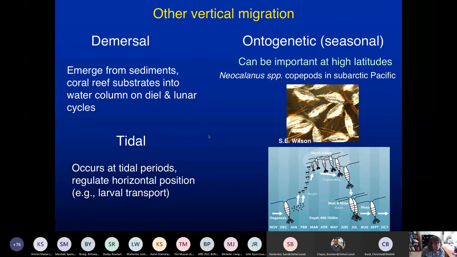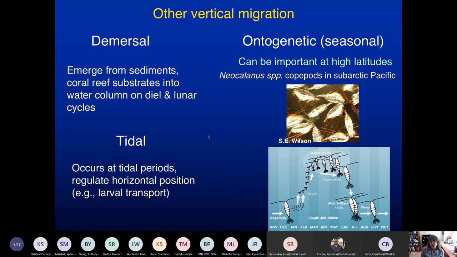There's tidal vertical migration. This is vertical migration of zooplankton that occurs at tidal periods. And this also allows zooplankton to regulate their horizontal position, which is very important for larval transport. And Wim Kimmerer is going to discuss that in his talk, so I'm not going to go over that.